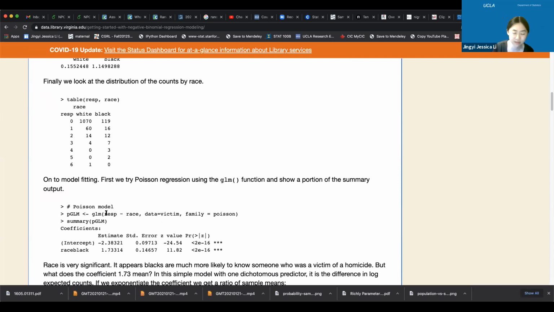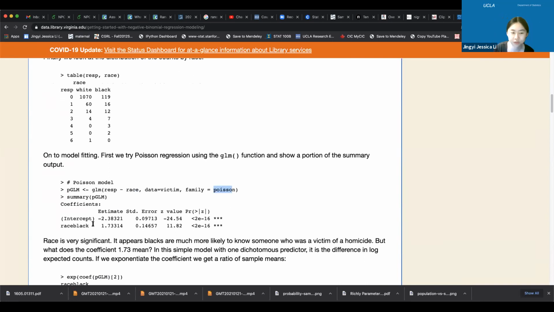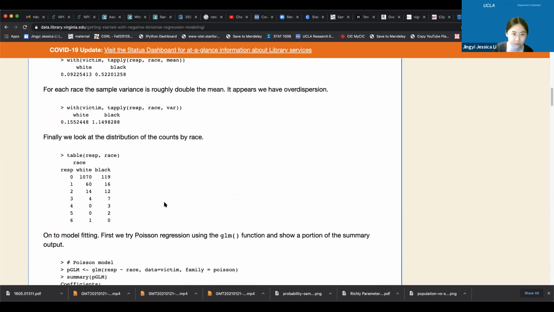Basically you specify the response, the predictor, the data frame name, and you specify family Poisson, which means you are running Poisson regression. And you will get a coefficient in the regression. What you're interested in is the coefficient for this race indicator here. It's just the way you specify the factor.